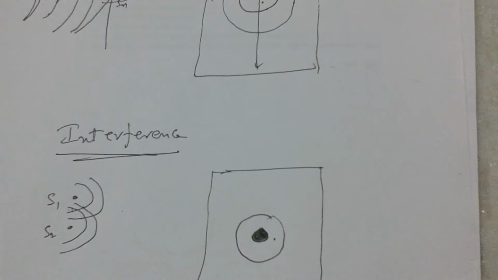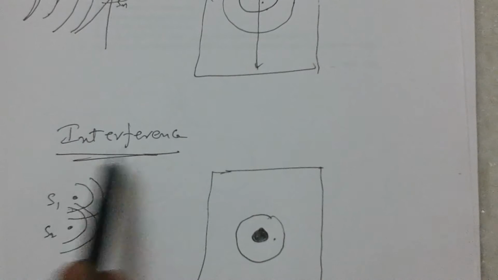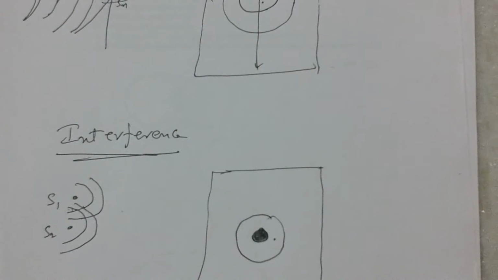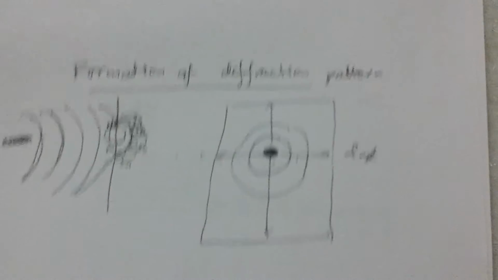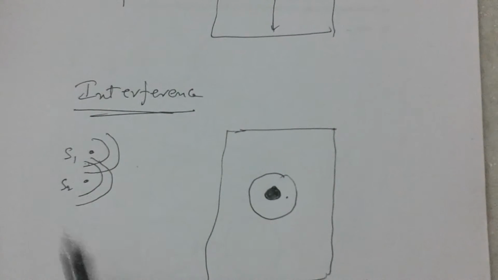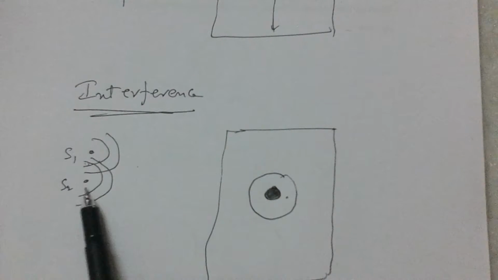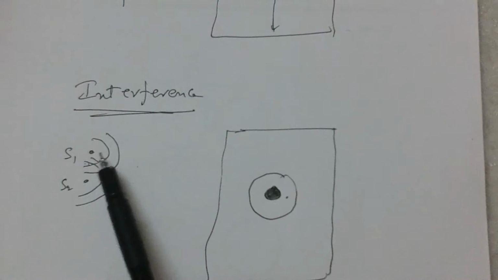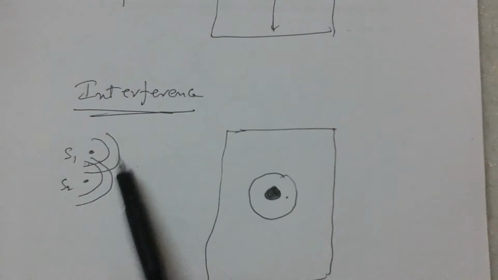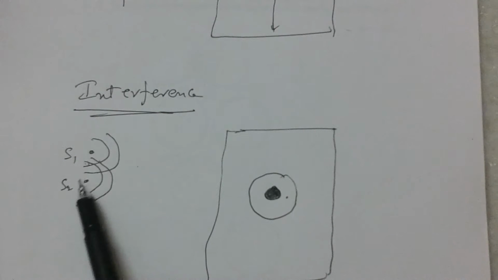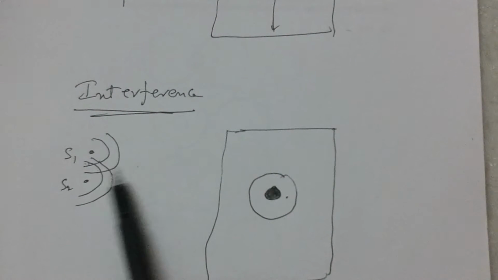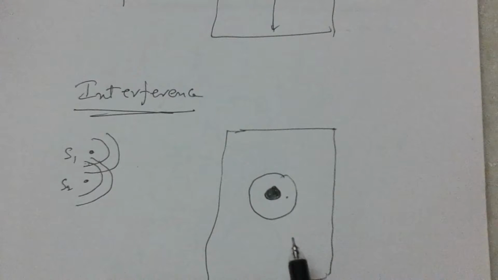Once again I can explain this one. In the case of the interference pattern, we have to take two sources, S1 and S2. In the previous case we took only one source, just one slit. But in interference we take two sources, S1 and S2. From these two sources, wavefronts are coming out like this, and the wavefronts of the first source and the second source are superimposing and forming an interference pattern on the screen.